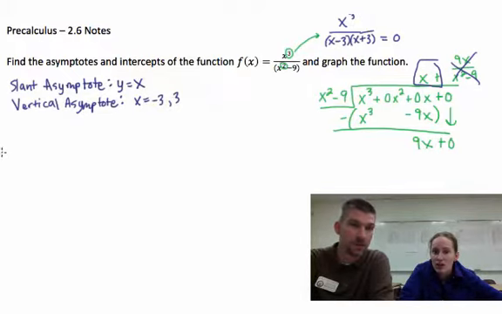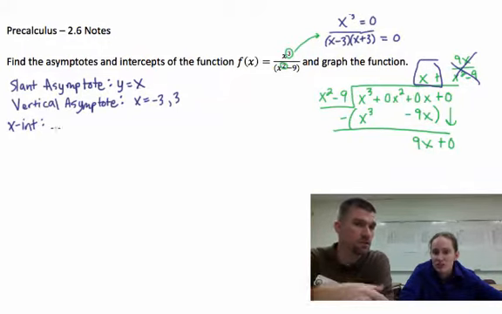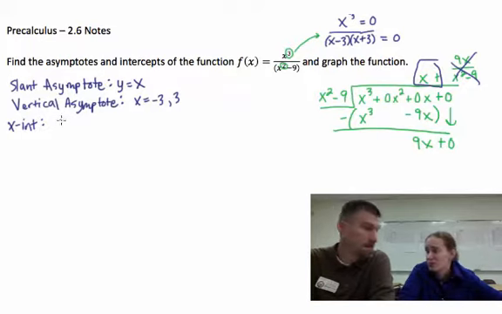Getting closer. Okay, now intercepts. How about the x-intercepts? The x-intercepts are where the top equals 0. x cubed equals 0, that'd be at 0, with a multiplicity of 3. It really doesn't matter that the multiplicity is 3, except that it means the graph goes through instead of just bouncing at 0.